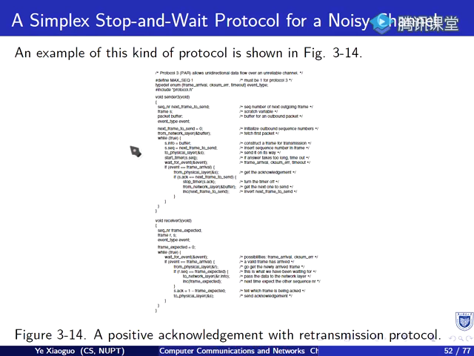So this example code of the stop and wait protocol for a noisy channel is illustrated here. It looks somewhat more complex than the former two protocols.